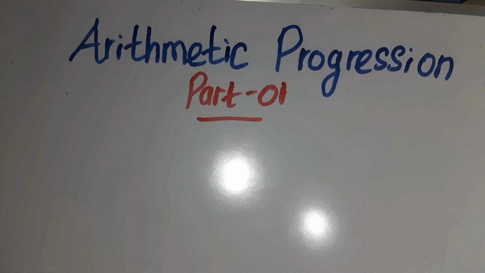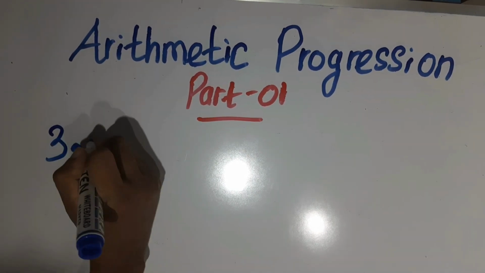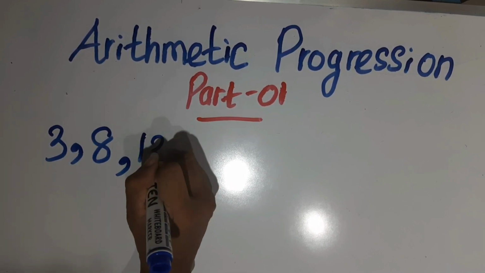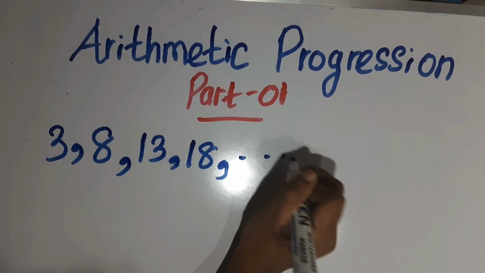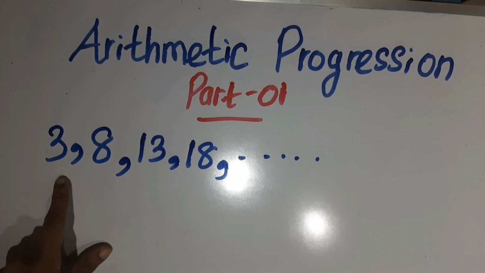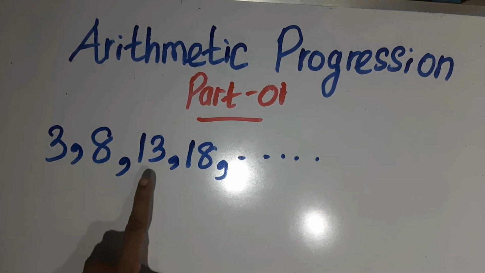Let's consider the following sequence: 3, 8, 13 and 18. In this sequence, the first term is 3, the second term is 8, the third term is 13, the fourth term is 18, and so on.